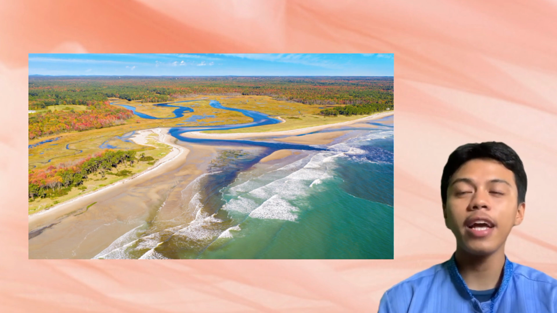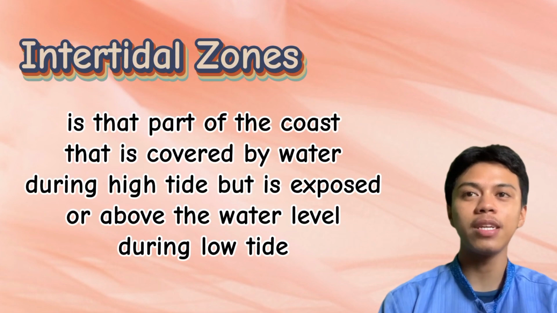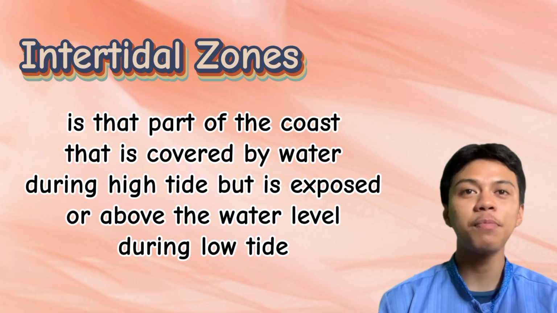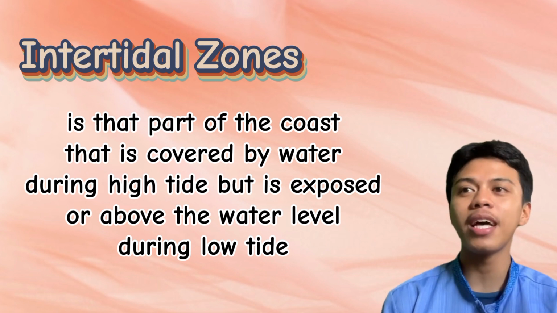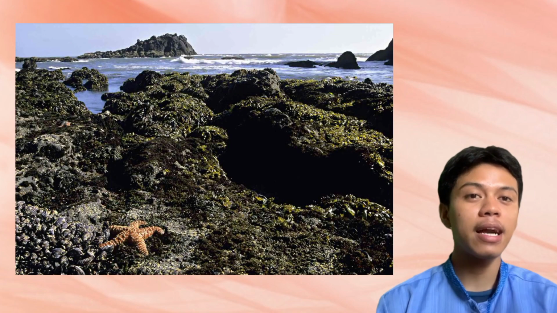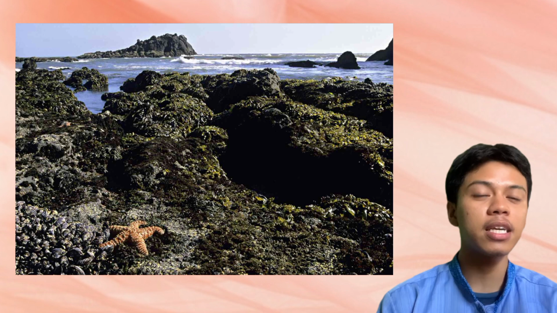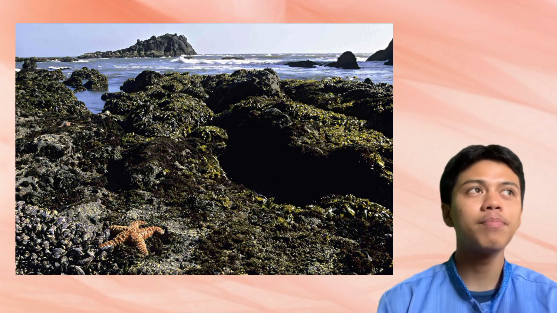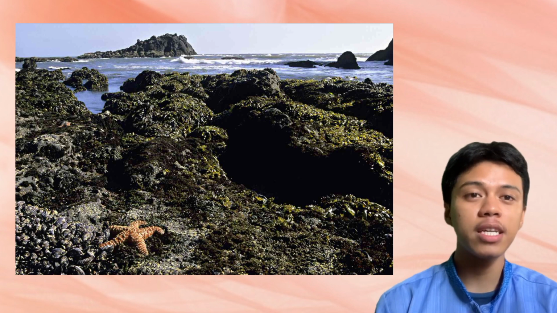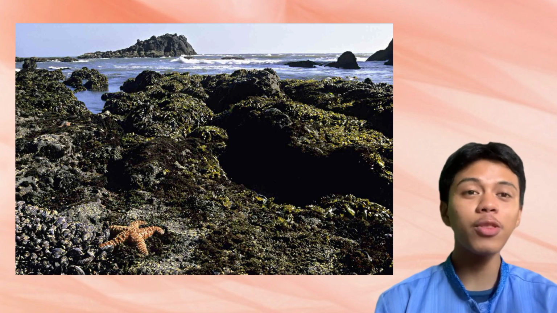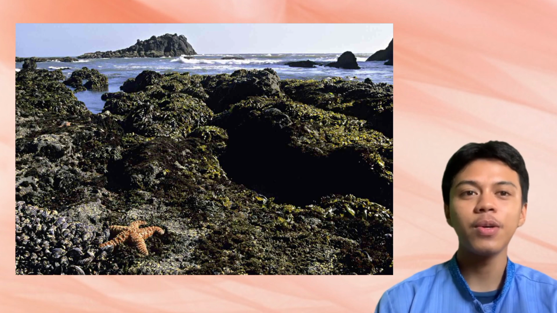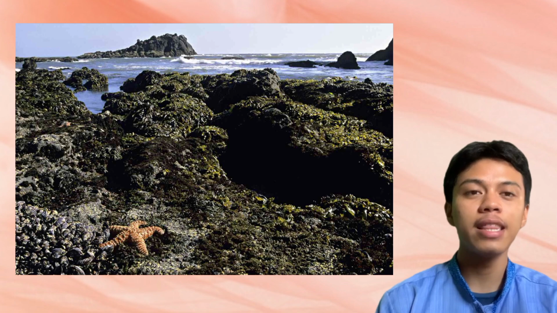Next, on the other hand, is the intertidal zone. It is that part of the coast that is covered by water during high tide but is exposed or above the water level during low tide. So makikita nyo sa halimbawa yung mga bato na malalaki, 'di ba, during high tide hindi nyo siya makikita, but during low tide doon na siya nagpapakita. Mostly yun sa mga beaches na maraming bato na malalaki. So that is called the intertidal zone. That is our quick review of our last topic.